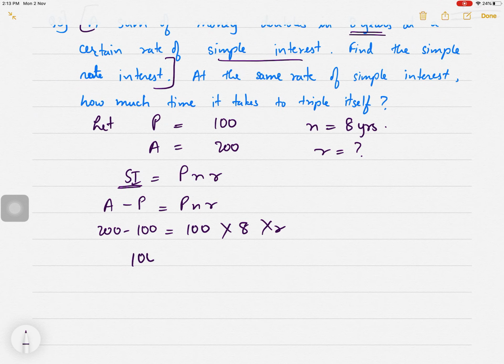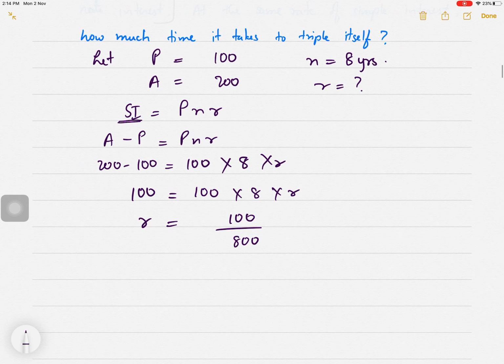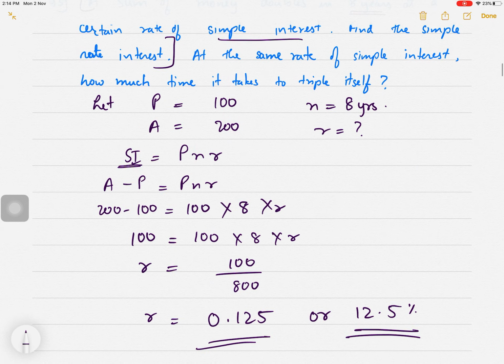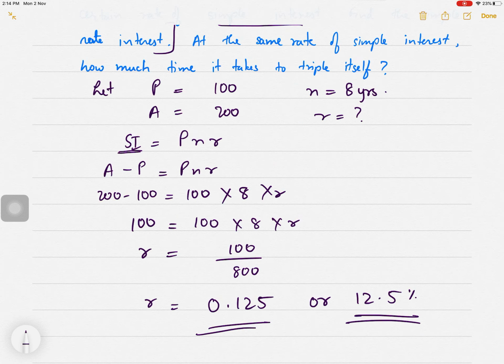So simple interest 100 is equal to 100 into 8 into R. Right? So R is equal to 100 divided by 800. Okay. When you solve 100 divided by 800, you will get 0.125, or you can also write it as 12.5%. Okay. This is the first part of the question where you are finding rate of interest, which is R.